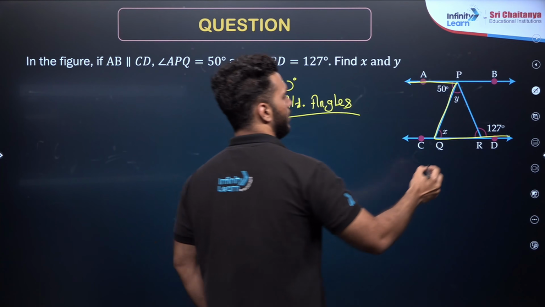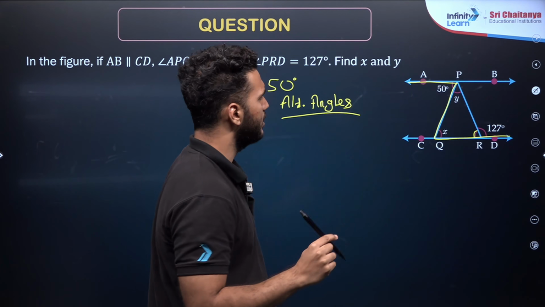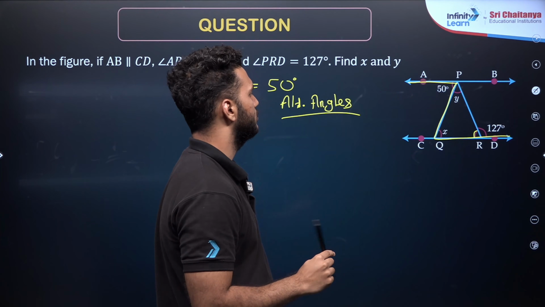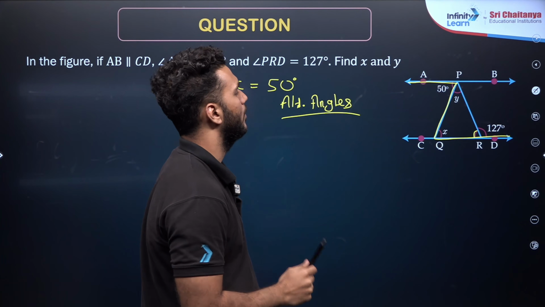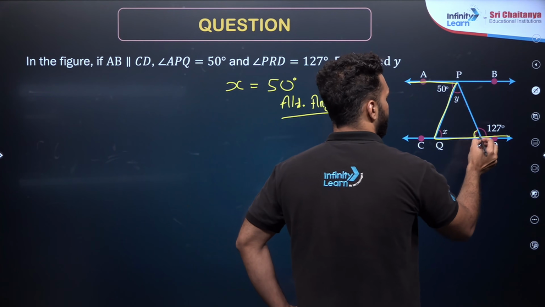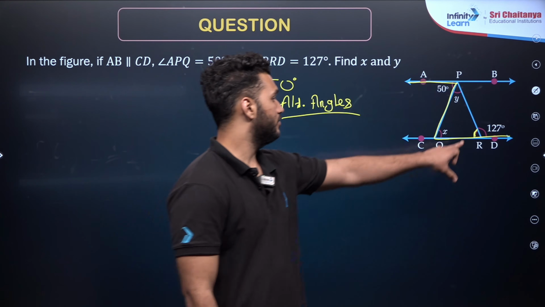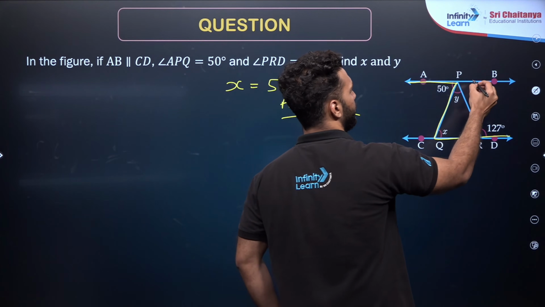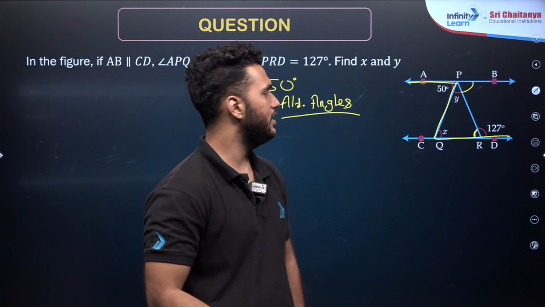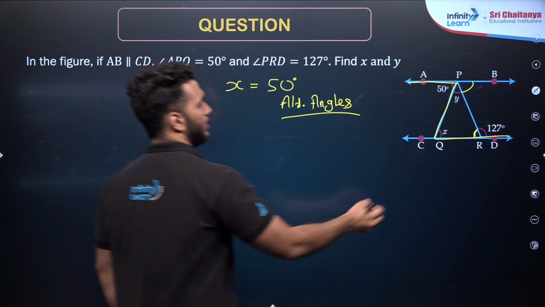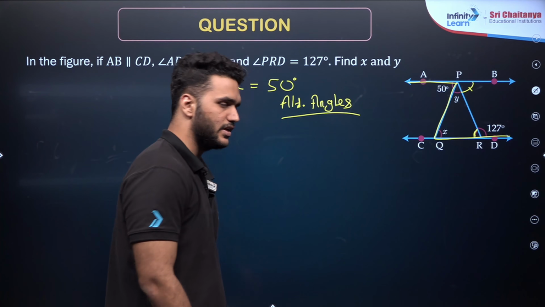Can I say 50 and this? Okay, sir. Can I say this angle will be 180 minus 70, you can take? Or something else we can do. 180 minus 127, can you find the value of this angle? Sum of the co-interior angles is 180. Can I find the value of this angle? Sum of the co-interior angle 127.